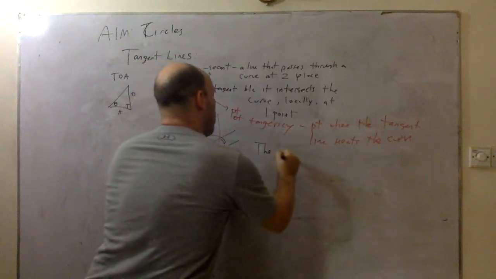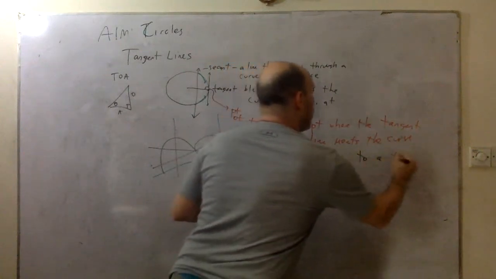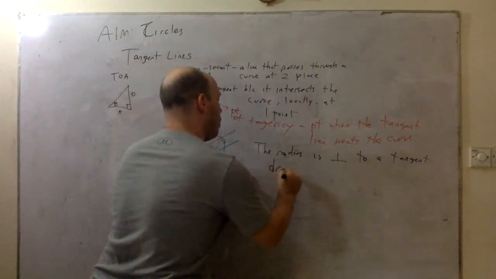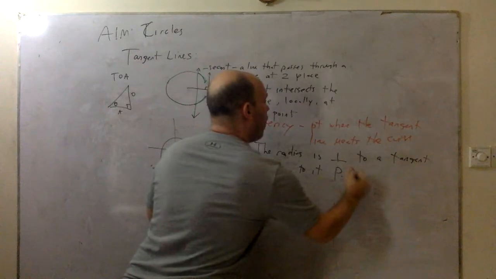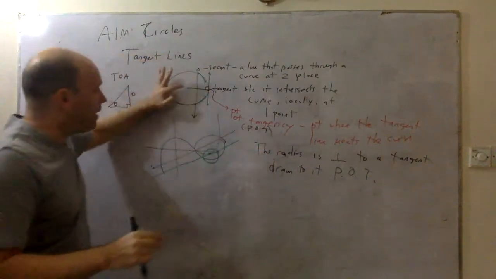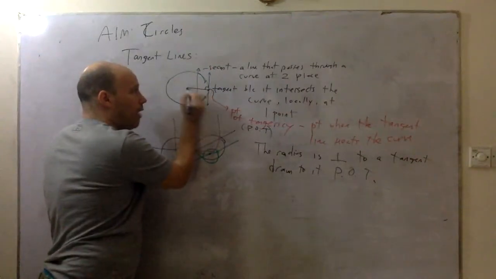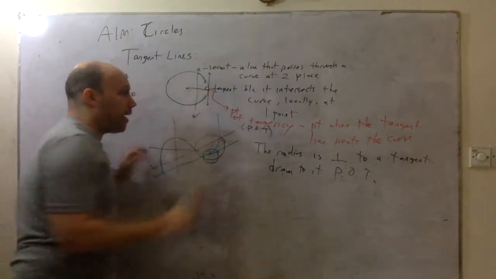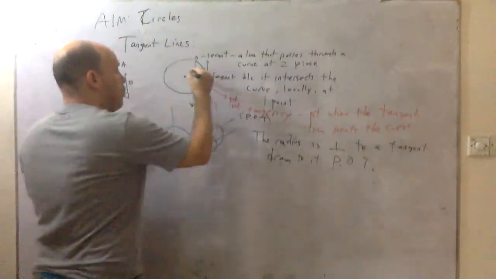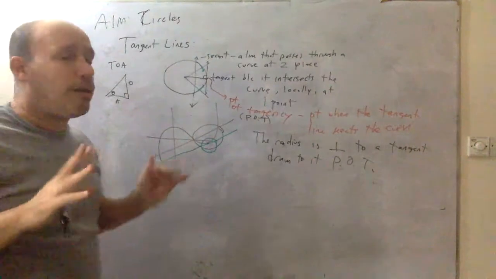The radius is perpendicular to a tangent drawn to its point of tangency. And you can visually see that here. Here's my center, here's a tangent line, here's the point of tangency, and when I draw my radius to it, it's perpendicular to it. Because of time restraints, we're not going to prove all these things, but you could create triangles and everything that follows. Let's move on.